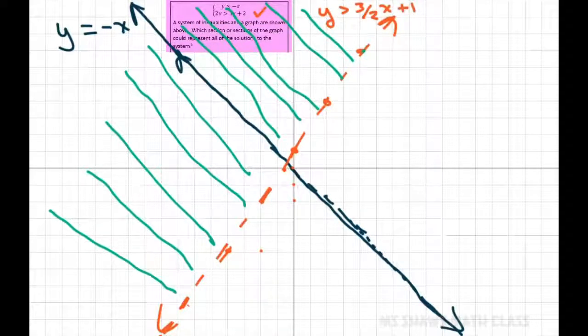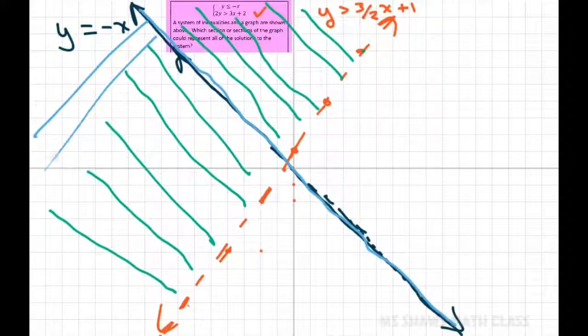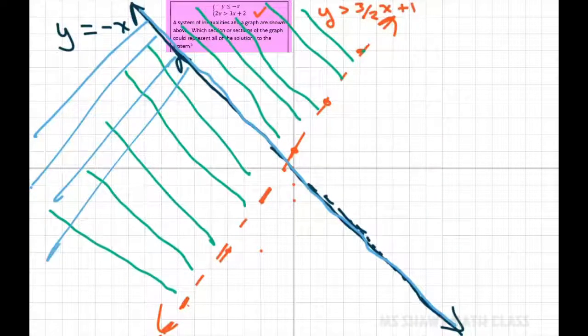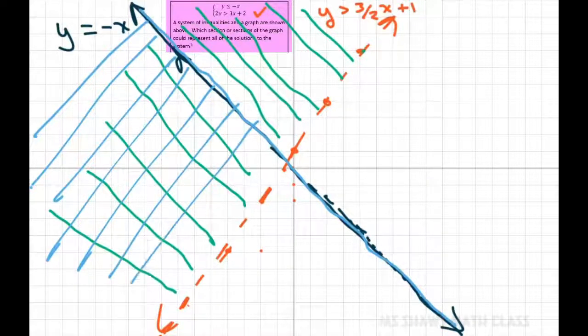Now this one said y is less than this number. So in this regard, we're going to shade down. It can equal it. So we already have a straight line here. That's not dashed. It's solid because it can equal it. And since it's less than, we're going to shade down. Everywhere, shade down.